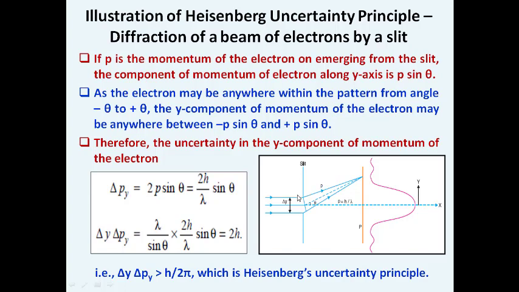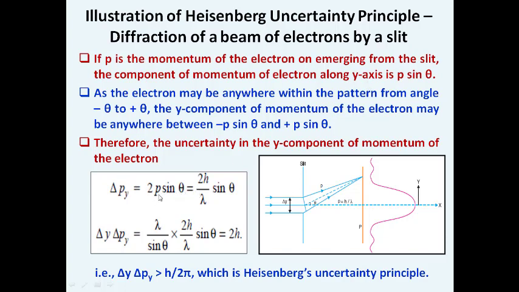The electron may be anywhere within the pattern, on the left side or on the right side. Think of it this way: an electron may get diverted to the left side, whereas another electron may go to the right side. So the angle may vary from minus theta to plus theta, and the y component of the momentum may vary from minus p sin theta to plus p sin theta. Therefore the uncertainty in momentum along the y-axis, delta py, is equal to 2 p sin theta.